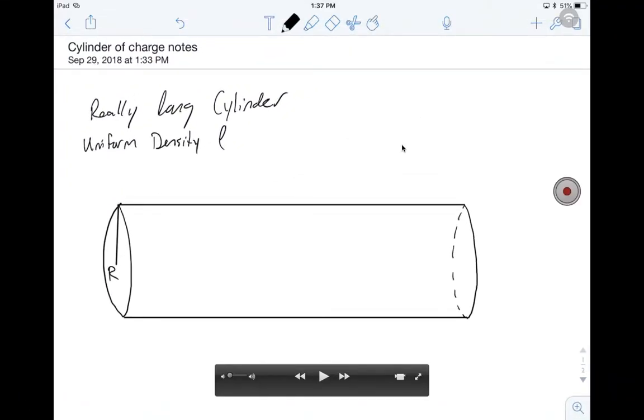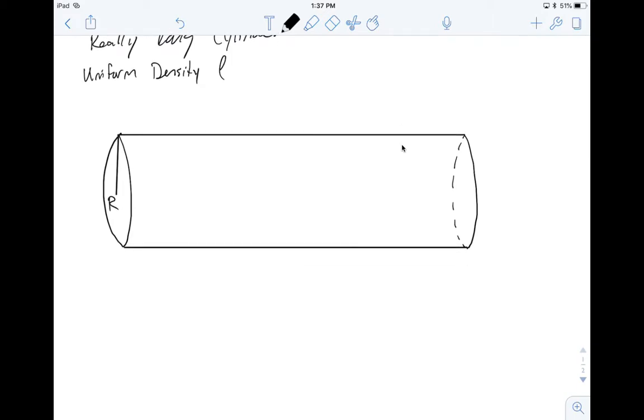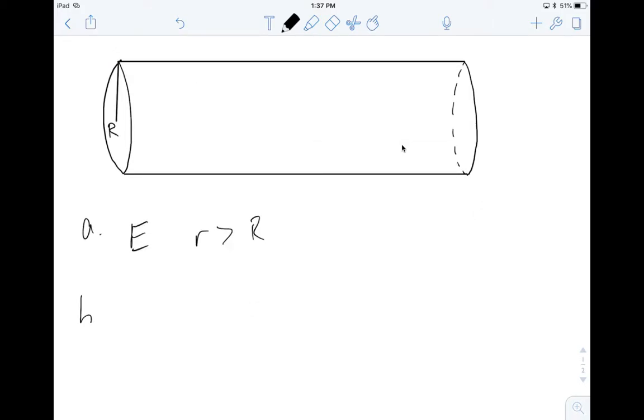All right, so in this video, we're going to apply Gauss's law to find the electric field for a really long cylinder that has uniform density rho. For part A, we will find the electric field for r greater than big R, and for part B, we will find the electric field for r less than big R.